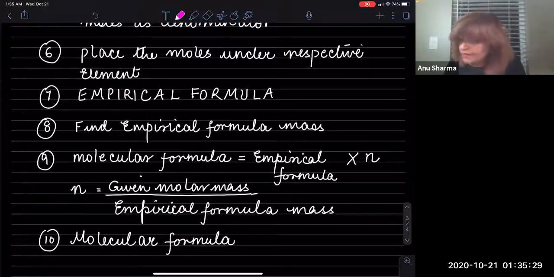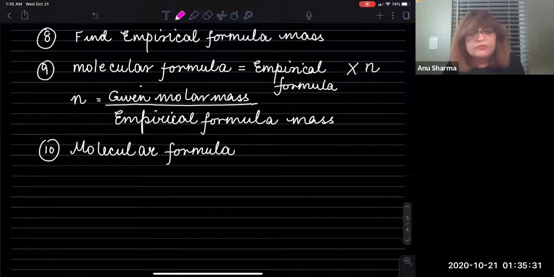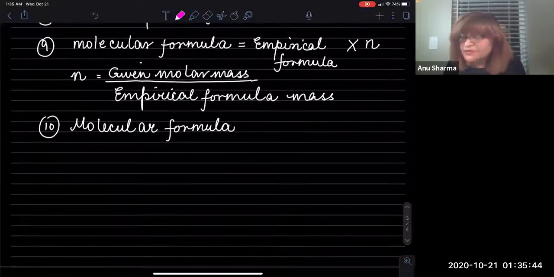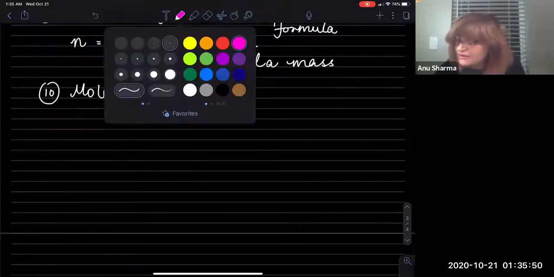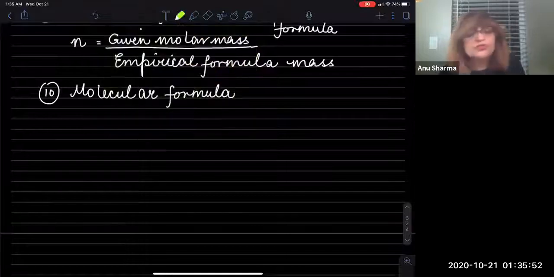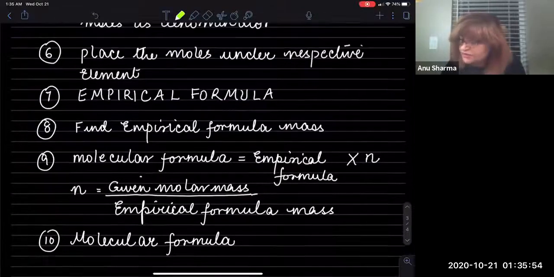Then you find the empirical formula mass. Then you find the molecular formula by using the empirical formula times N. And that N is the formula unit, right? So that's the given molar mass that comes in the question divided by the empirical formula mass, and you get the molecular formula. So these are going to be your steps to solve this problem. So let us do this now.